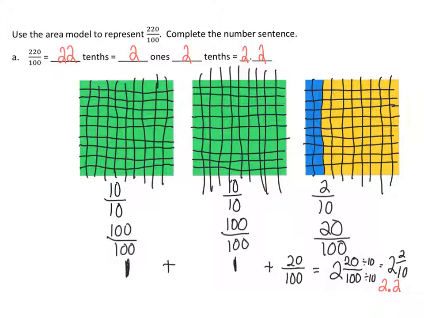Again, if we just wanted to look at this original problem here, we could have used the area models to help us. But if we just divide the top and the bottom by 10, we would have gotten just 22 tenths without that 0. And then we would say we have 2 ones and we have 2 tenths, which represents 2 and 2 tenths.